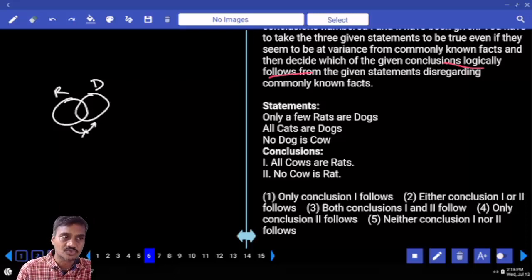Only some rats, not all. This dog can be a part of rat, rat cannot be a part of this dog. And all cats are dogs.